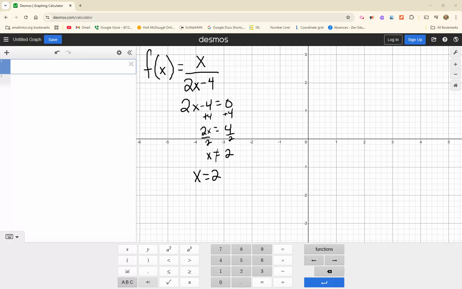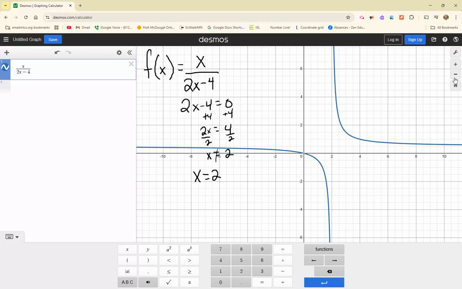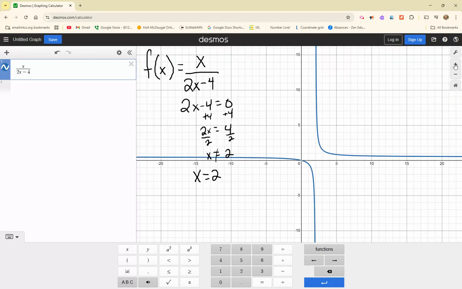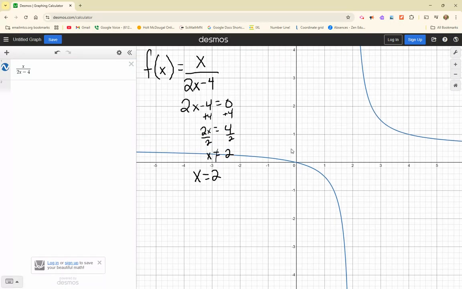So if we graph this here in Desmos, in order to graph a rational function, if you hit the division bar, it sets up a fraction for you. So I'm just going to put x over 2x minus 4. That gives you now the graph of this function. And I'm going to zoom out a bit here. And if you look at this, you can see there's actually a horizontal and a vertical asymptote.